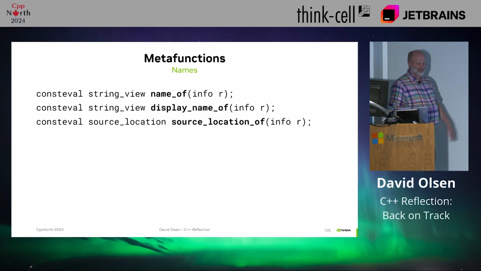Okay, things dealing with names. You can get the name of something if it can have a name. The name of is the simple name. Display name of gets you a more useful name, though exactly how it's represented is implementation defined, for the more complex things. You can ask for the source location of where the thing that you're reflecting was declared or defined.